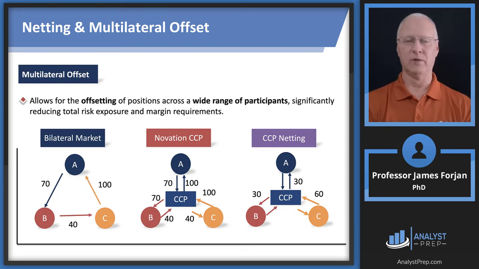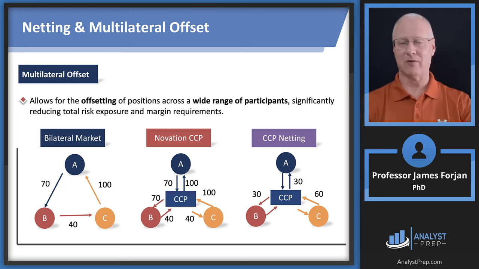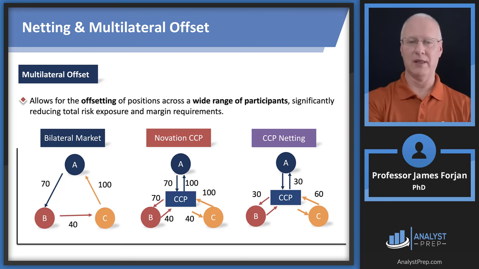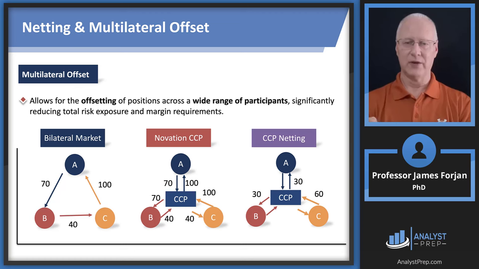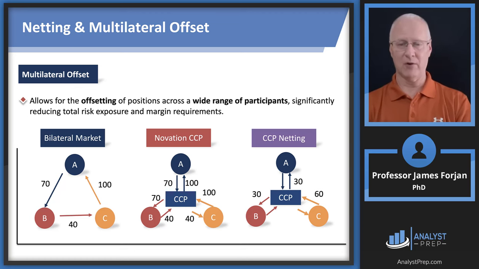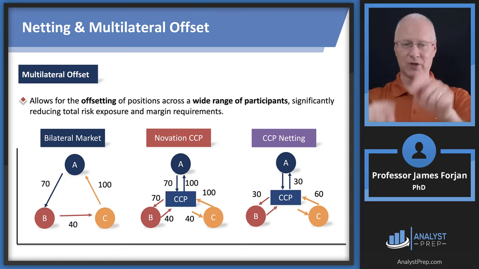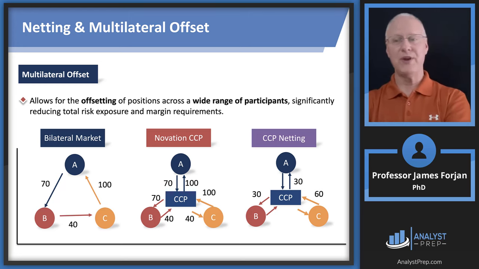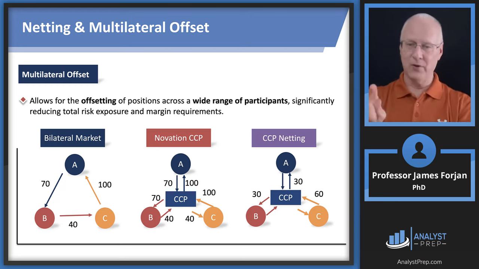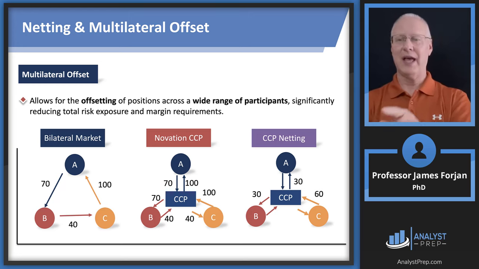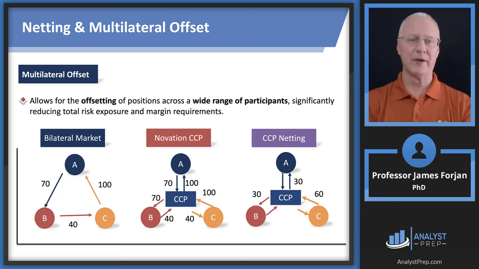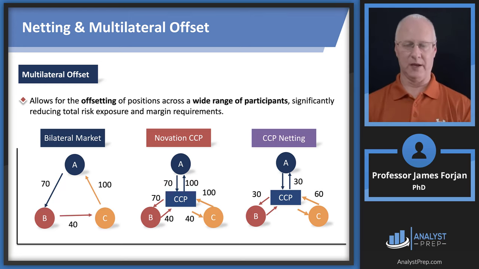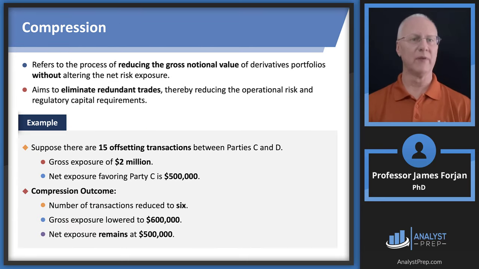And then here's a really simple example. In the bilateral market, we have all this stuff going on. Then we introduce the central counterparty, but we still have arrows going in both directions. But when you net, you have fewer arrows going in both directions and you have fewer dollars, or whatever the currency is, going in both directions. So that should make perfect sense. You can also compress. Look at this example here.